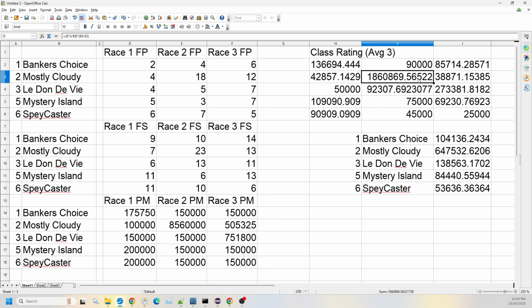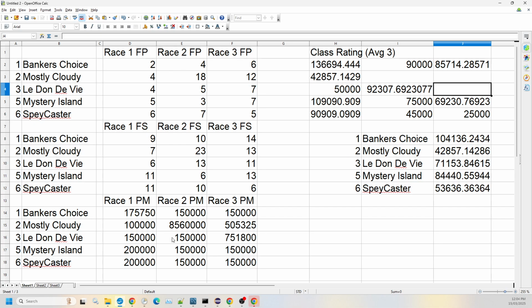So if we did that and took out the 2 for Mostly Cloudy and we took out the 1 for Lidon Devi, we now get a new set of class ratings. And if we have a look, Mostly Cloudy has not got a good rating at all. So it could be a false favourite here, given that we've only got one.